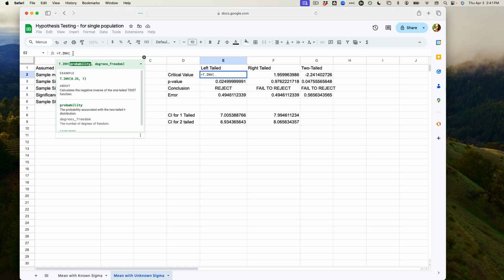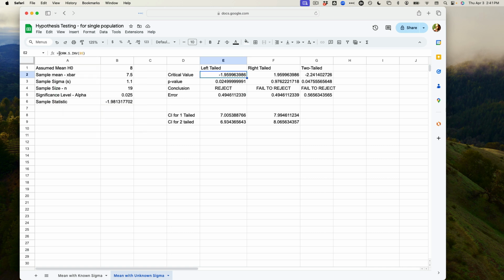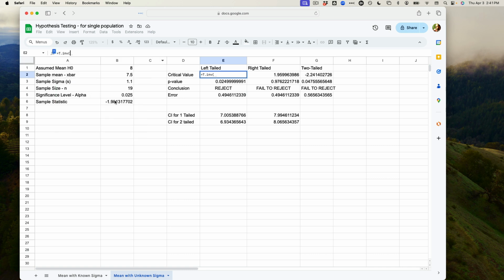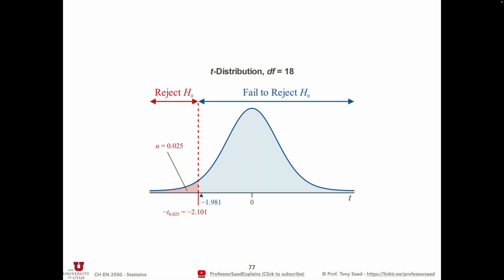So the probability is going to be T.INV, and we're going to need to put in alpha, right? And degrees of freedom is going to be the second parameter, which is sample size minus 1. Agreed? So that gives me the t-value such that the area to the left is this alpha value. And once I put that in, I get 2.1, which is consistent with what I have on the slides here. Let me show you, 2.101. So with our calculations, this is my critical value. We got the correct value. That's good. Okay.